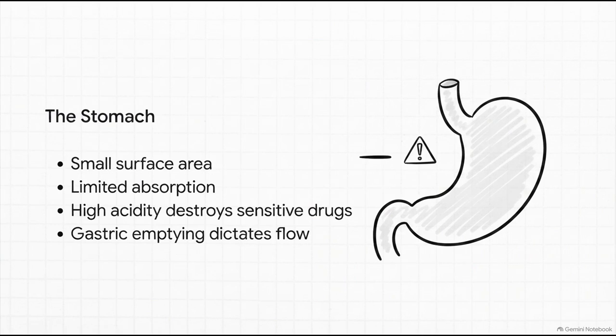First stop on the journey, the stomach. Because it lacks those rough villi, it has a pretty small surface area, which means very limited absorption actually happens here. Plus, its high acidity is just hostile. Acid-labile drugs like penicillin G will be completely destroyed here if left unprotected. But the most important clinical variable about the stomach is the gastric emptying time. How fast the stomach empties dictates exactly how fast the drug reaches the real absorption hub.